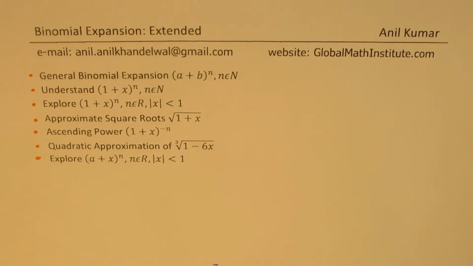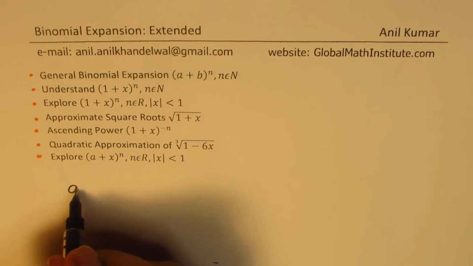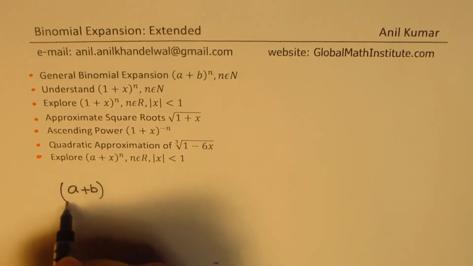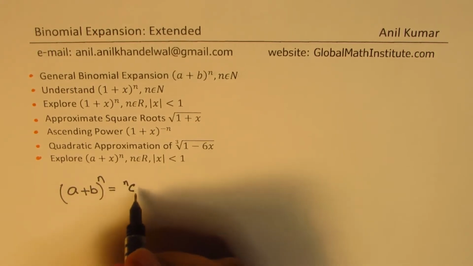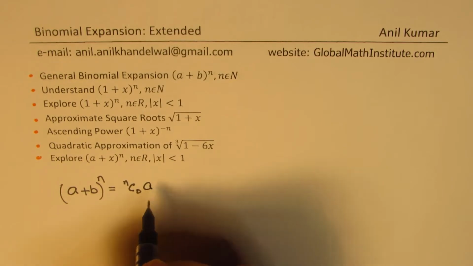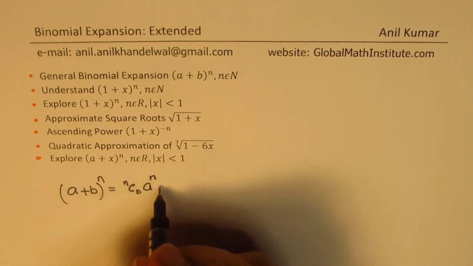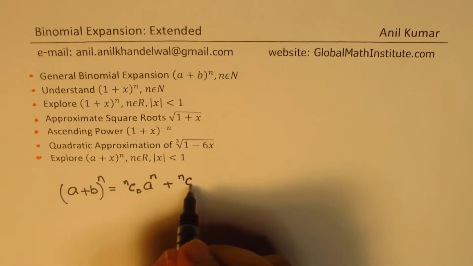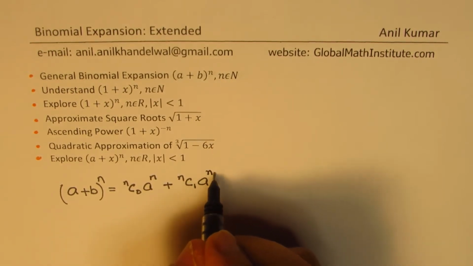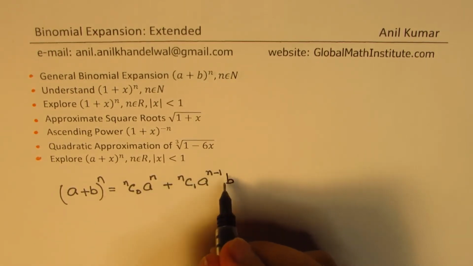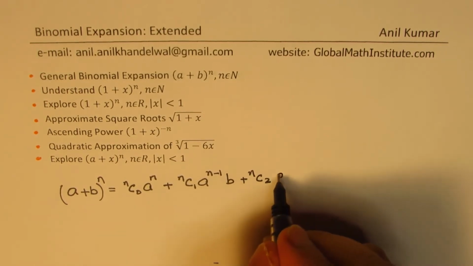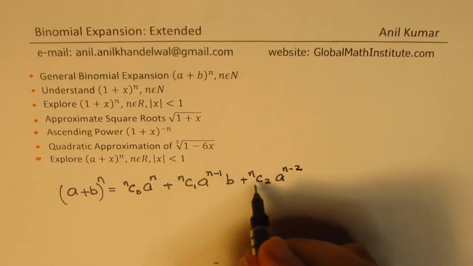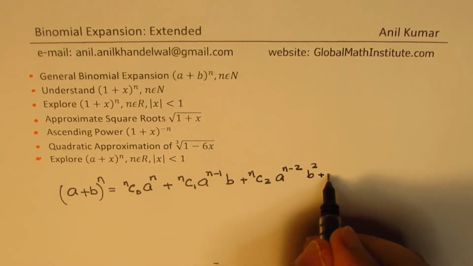Correct? So let's begin with the binomial series as such. In general, you know that (a + b)^n can be written as nC0 a^n plus nC1 a^(n-1) b^1, plus nC2 a^(n-2) b^2, plus so on.